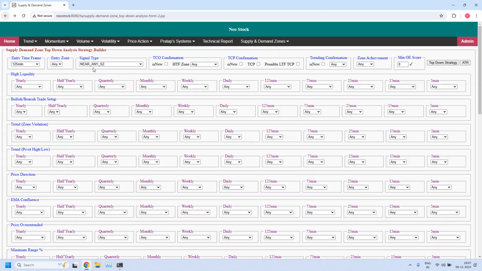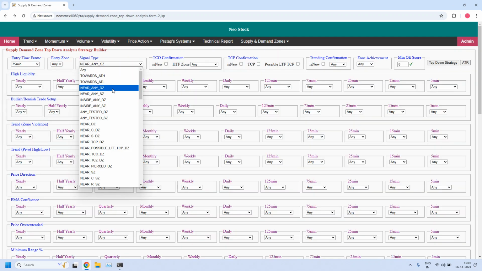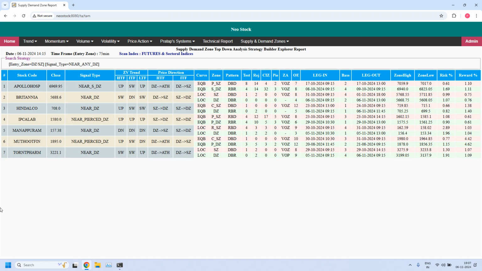Next time frame is 75 minutes. Let's find the stocks near 75 minutes demand zone. 7 stocks are filtered. Let us identify high liquidity zones from this list. First one is filtered. 75 minutes high liquidity demand zone. So we don't have any high liquidity 75 minutes demand zones from this list.